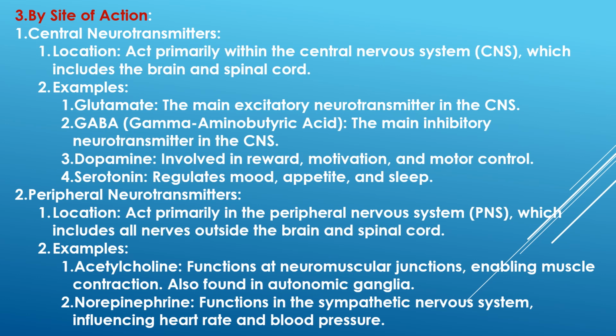Peripheral neurotransmitters. Location: act primarily in the peripheral nervous system, PNS, which includes all nerves outside the brain and spinal cord. Examples: acetylcholine, functions at neuromuscular junctions, enabling muscle contraction. Also found in autonomic ganglia. Norepinephrine, functions in the sympathetic nervous system, influencing heart rate and blood pressure.